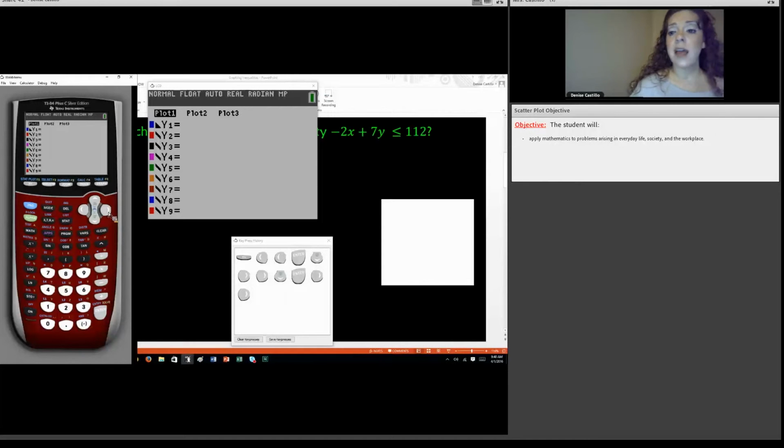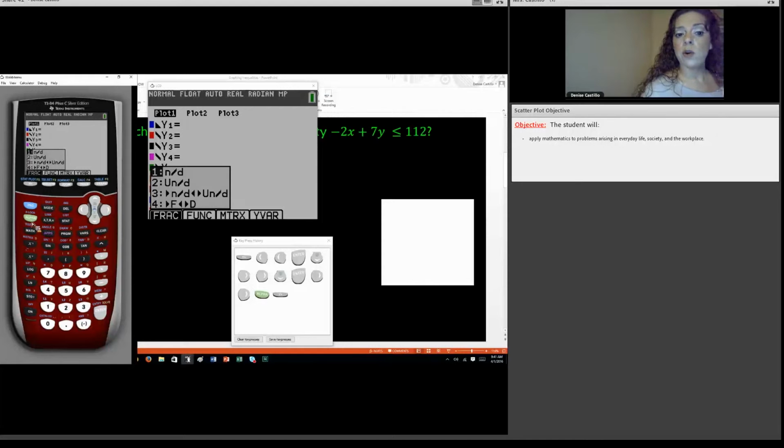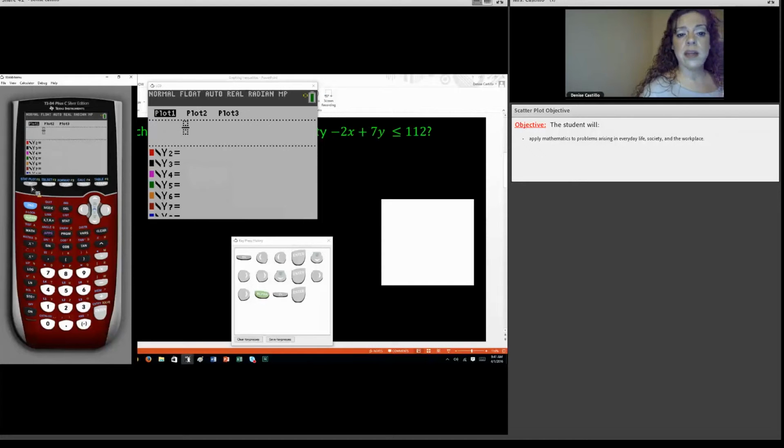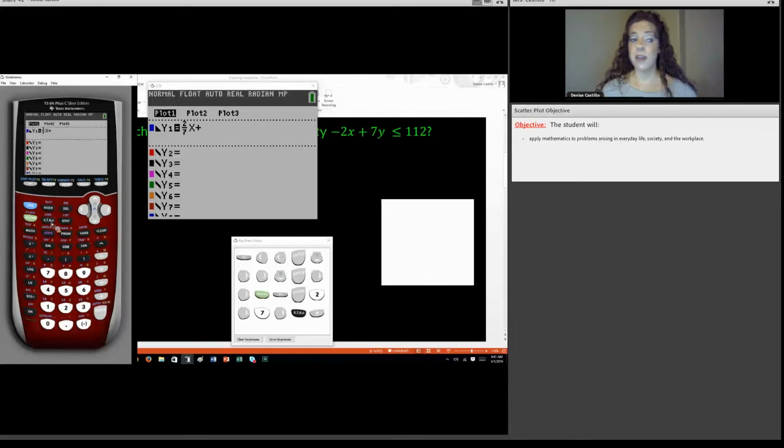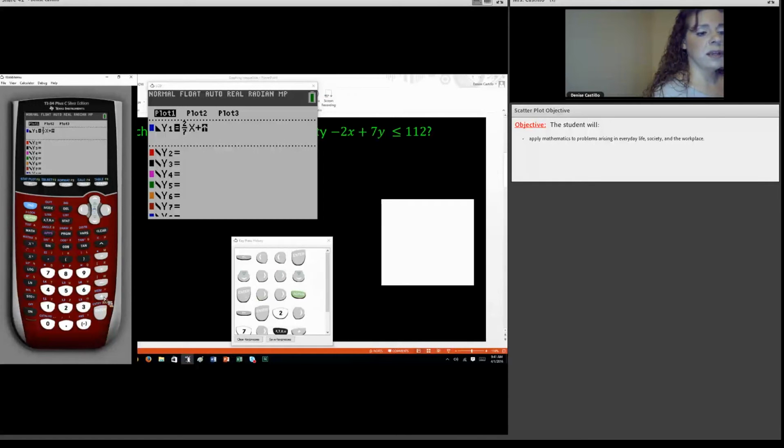Okay, we did have a fraction of 2/7. So alpha y equals numerator over denominator, so hit enter. So 2/7 x plus, and then we had the 112 over 7. Alpha y equals, hit enter.